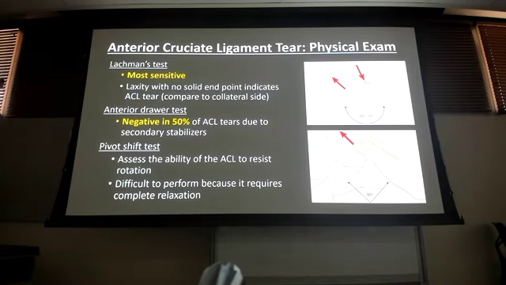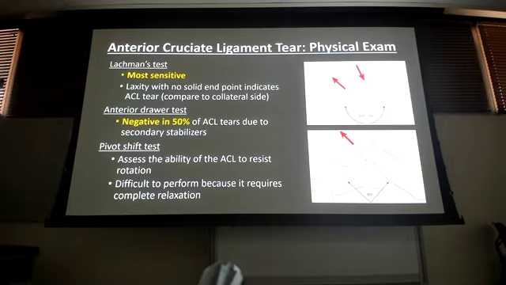But what I'm trying to get at is, if you're not feeling that endpoint, you're probably trying to muscle through it because you're not doing proper technique. Okay, so when you look at these pictures, you see how I just described that test to you? That's the way you should think about this test. Okay, good to go? So laxity with no solid endpoint indicates ACL tear.